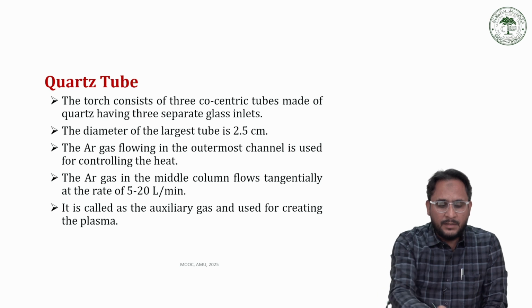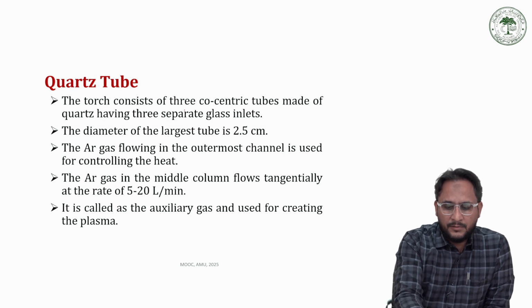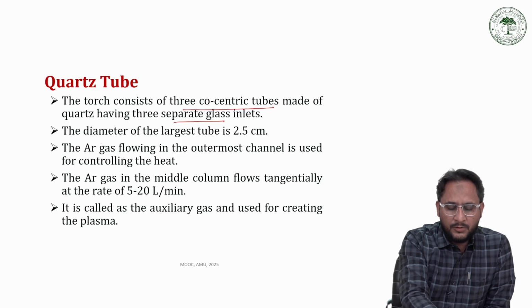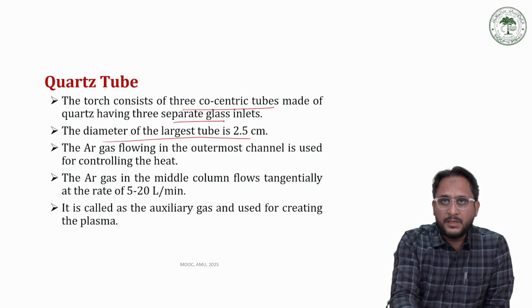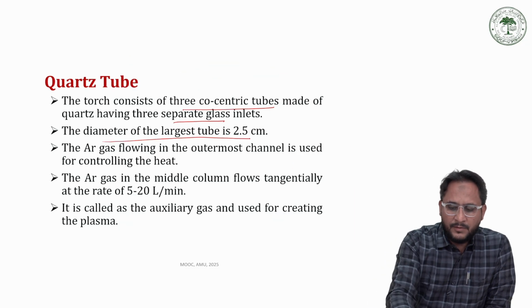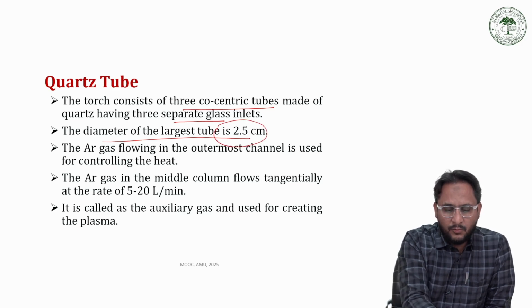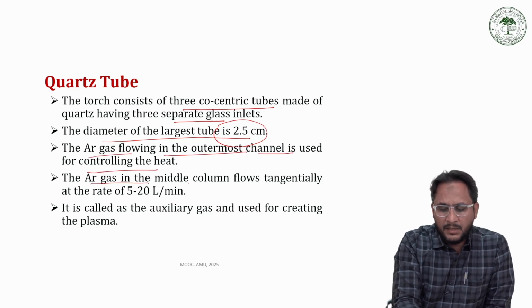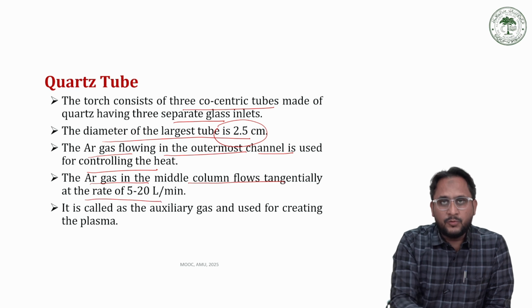So as I said, the torch, which is made of quartz, consists of 3 concentric tubes, and the outermost tube has a diameter of 2.5 centimeter. So this is the outermost tube, which has a diameter of 2.5 centimeter, and it is used for passing coolant gas to control the heat. Argon gas in the outermost channel is used for controlling the heat, while the argon gas in the middle column is used to create the plasma.